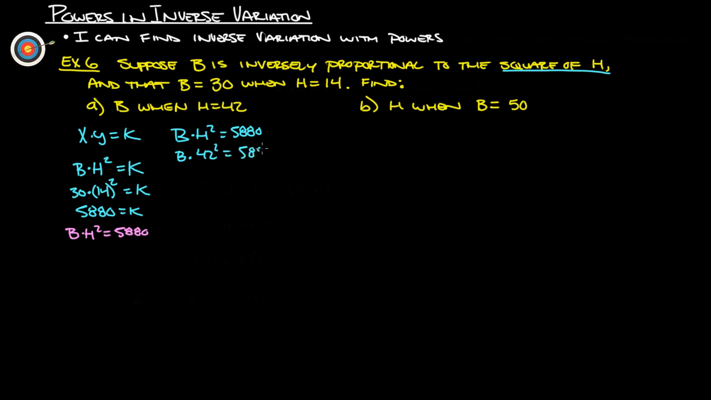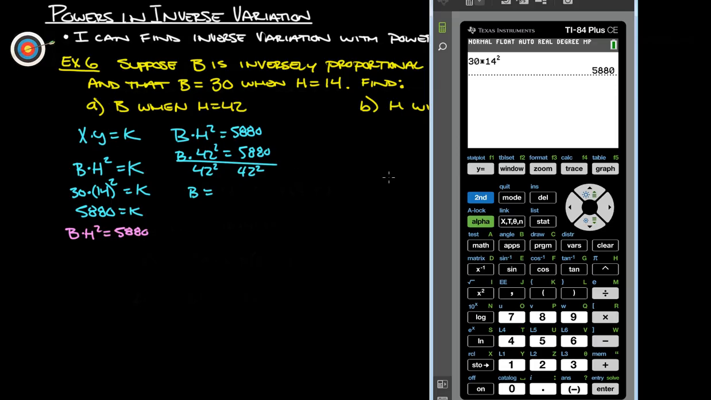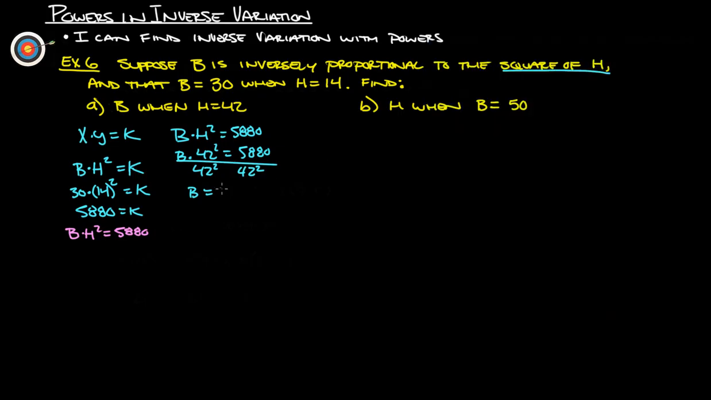equals 5880. So we're going to simply divide both sides by 42 squared, and that should tell us what b equals. So 5880 divided by 42 squared. Our calculator will do order of operations correctly for us here. So we end up getting that b is 3.33 rounded off to 2 decimal places.